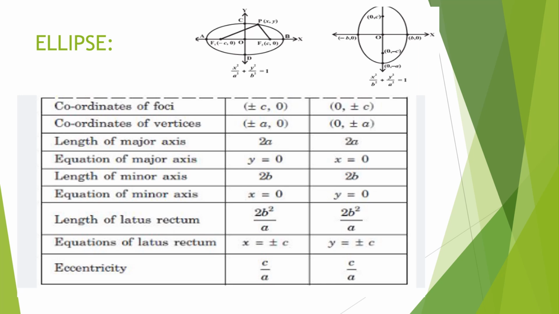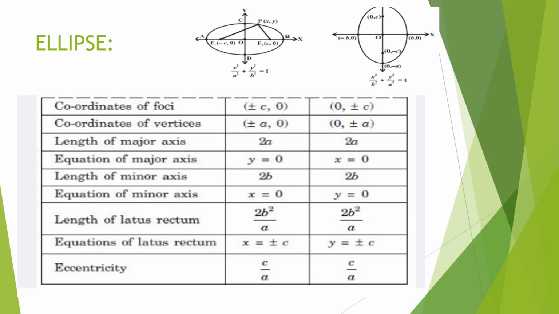What will be the major axis in this case? It will be y equal to 0. Equation of minor axis, x is equal to 0, length of minor axis 2b, length of latus rectum always 2b square by a, equation of latus rectum, x is equal to plus or minus c, and eccentricity is c upon a.